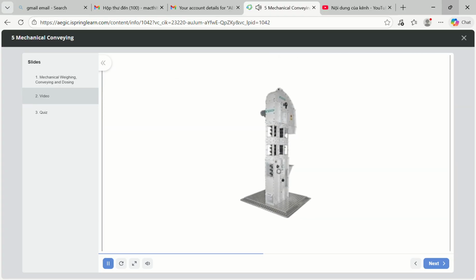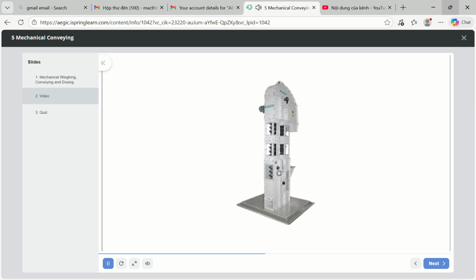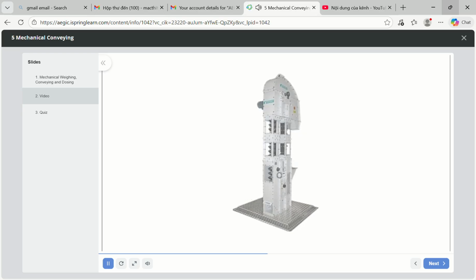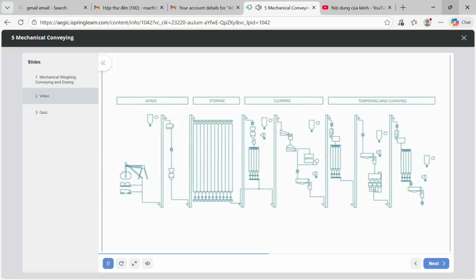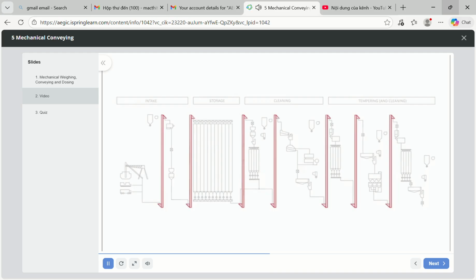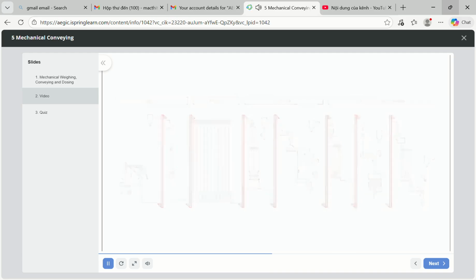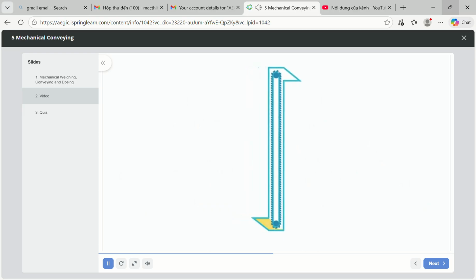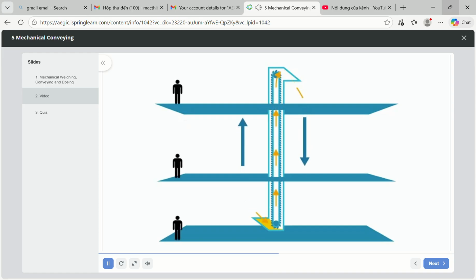Bucket elevators convey grain vertically upwards and are generally used in high-capacity applications. These include elevating grain to the tops of silos and wheat bins. Buckets are attached along the entire length of a belt, which is driven by pulleys. The grain is scooped up by the buckets at the bottom and unloaded or tipped out at the top.